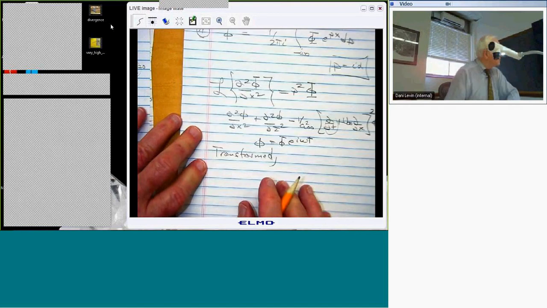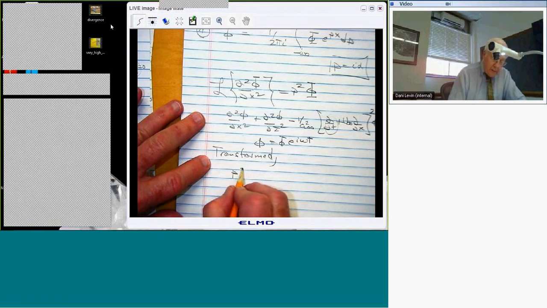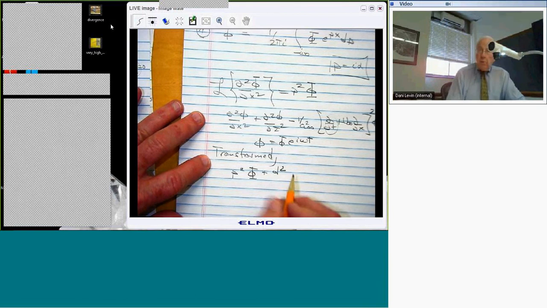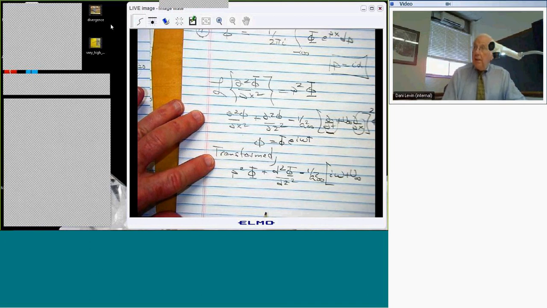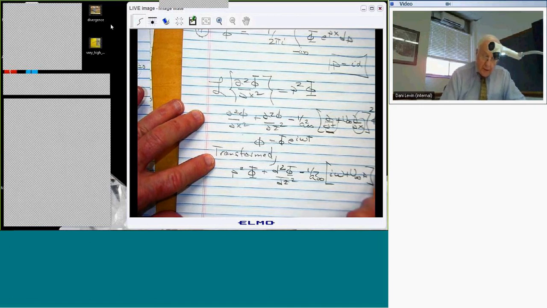Then transformed, we have P squared capital Phi, that's from this term, plus, now I'm going to write it as an ordinary derivative because everything goes away except the derivatives with respect to Z, minus 1 over A squared infinity, I omega, because of the time derivative, plus U infinity times P, because of the X derivative, squared capital Phi equals 0. How am I doing? Okay.